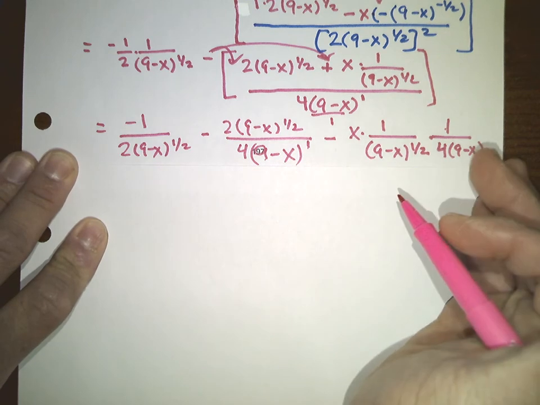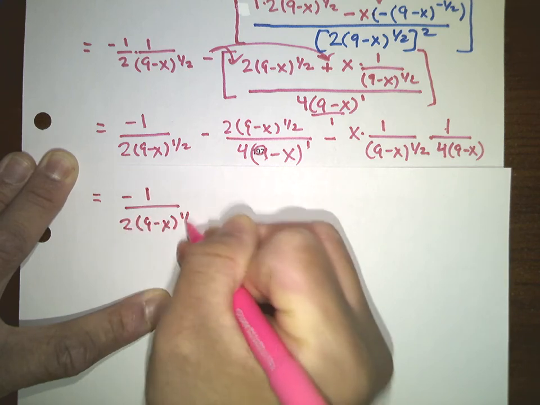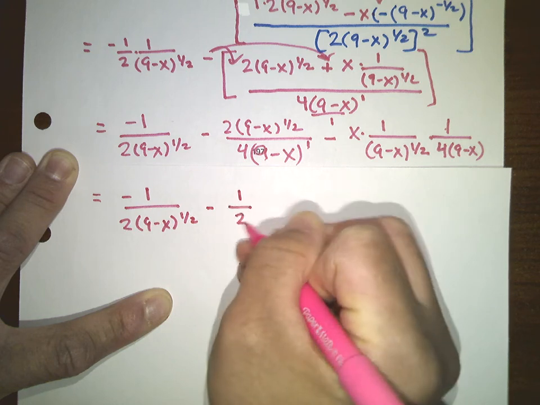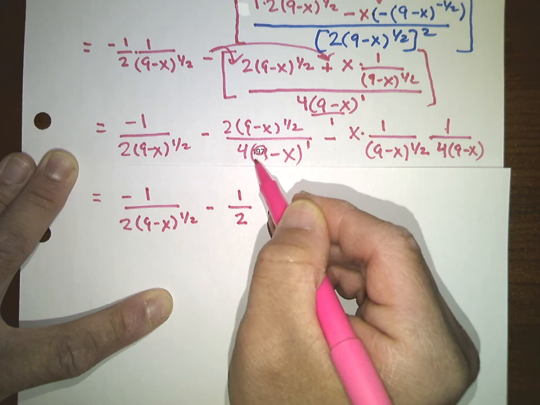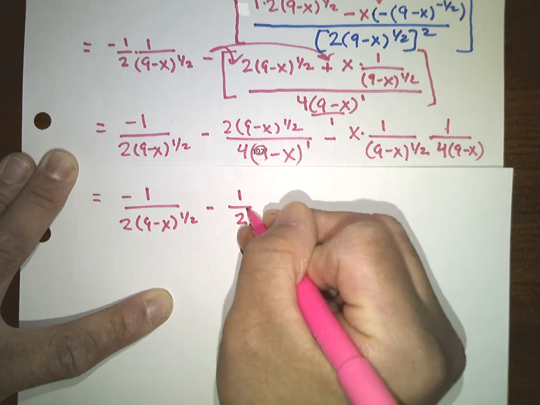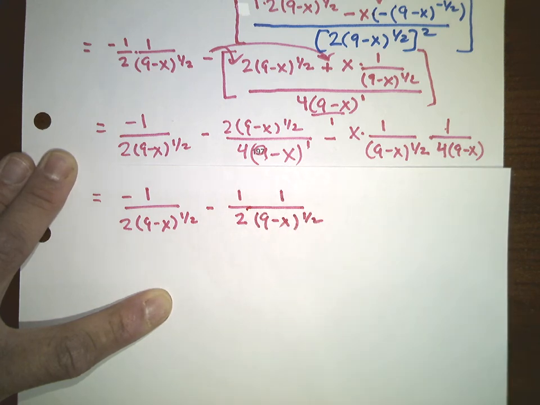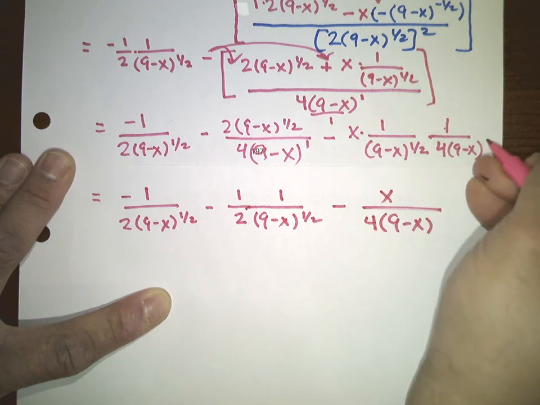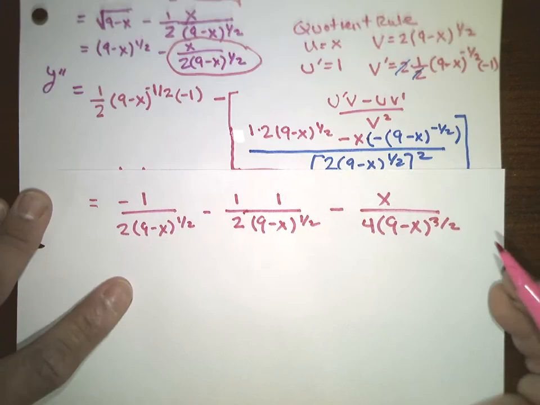So now let's look at what we have when I simplify this. I have negative 1 over 2 times 9 minus x to the half, minus 2 over 4, which is a half, so 1 over 2. But if I look at this 9 minus x to the 1/2 over 9 minus x to the first, that's actually 9 minus x to the 1/2 in the denominator. So 1 over 9 minus x to the 1/2, and then minus x times 1 is x, and then we have 4 times 9 minus x to the 3/2, because 9 minus x to the 1/2 times 9 minus x to the first is 9 minus x to the 3/2.